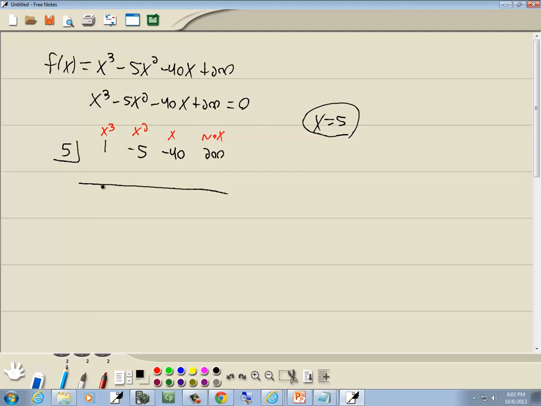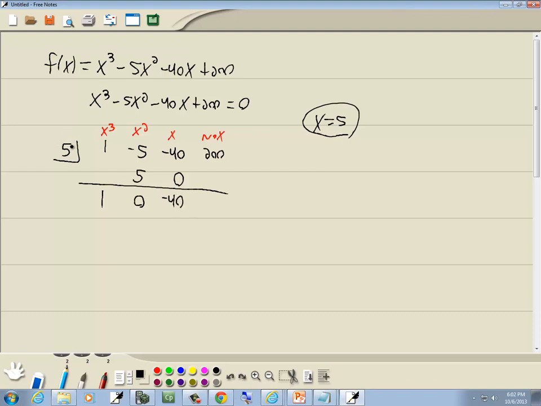Now we're going to go through a series of adding, multiplying over and over until we're done. We start with our far left column. Add, 1 plus nothing is 1. Multiply, we always multiply the number in the box by the number we put down there. So 5 times 1 is 5. Add, -5 plus 5 is 0. Multiply, 5 times 0 is 0. Add, -40 plus 0 is -40.